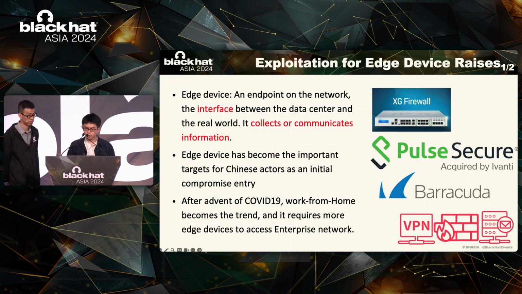Our research shows a new tendency of exploiting edge devices for the past 3 years, especially by Chinese APT actors. Okay, first, by definition, an edge device is an endpoint on a network, and it acts as an interface between the data center and the real world. Usually, it collects or communicates lots of information. This feature also makes them a great target for APT actors to collect intelligence. Further, after COVID-19, more and more edge devices were opened up for corporate entities to serve their work-from-home requirements.